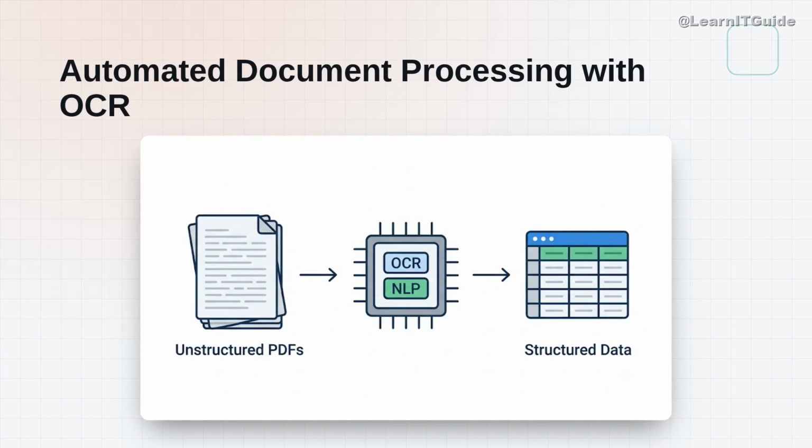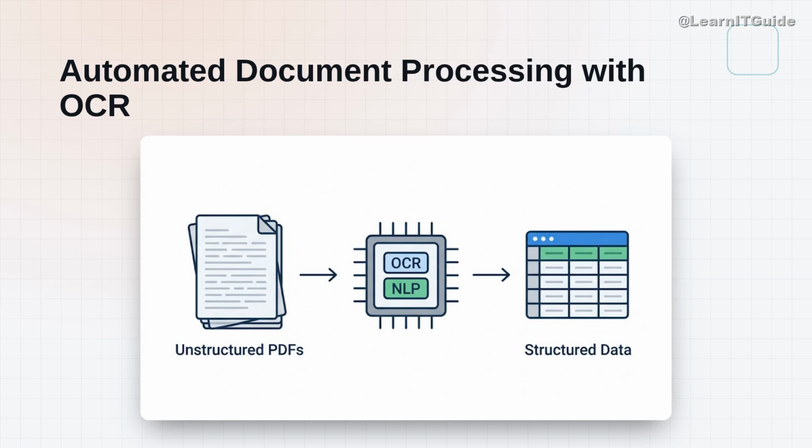Imagine a logistics firm receiving thousands of paper invoices. Manually typing that data is a massive bottleneck. By using optical character recognition or OCR and natural language processing, you can extract structured data from these PDFs automatically.